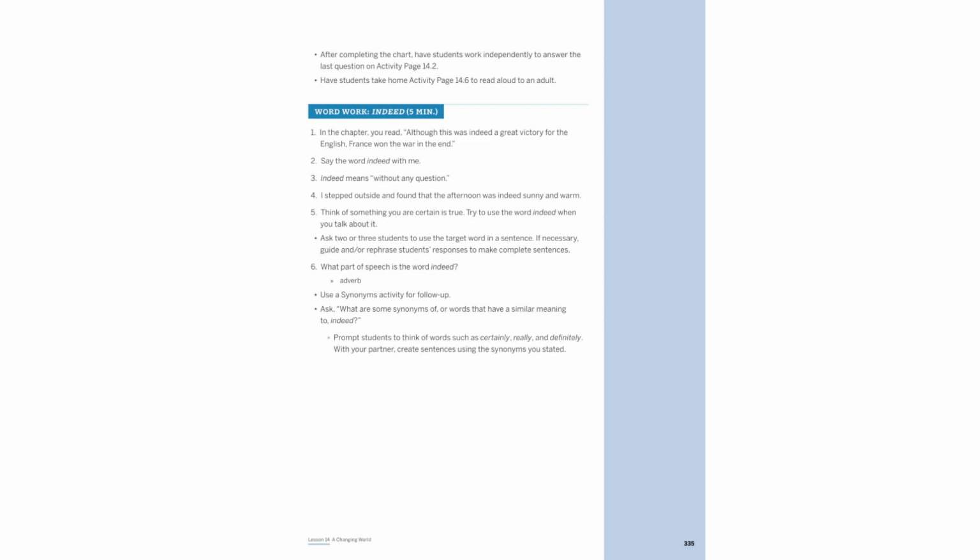The word indeed signifies certainty, as in France won the war in the end. It's an adverb. Synonyms include certainly, really, and definitely. Practice using these in sentences to reinforce understanding. For example, the afternoon was certainly sunny and warm.